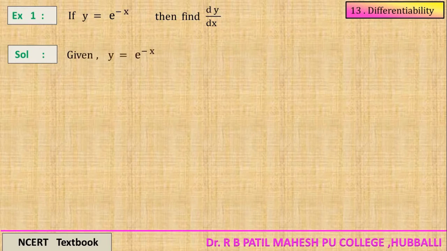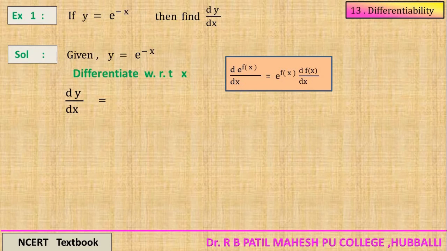First, write the given y function. Here I differentiate directly with respect to x. So the left side is dy by dx, and for this function I follow the formula for e raised to f of x. The derivative of e raised to f of x is e raised to f of x, the same function, and then the derivative of the function in the power.